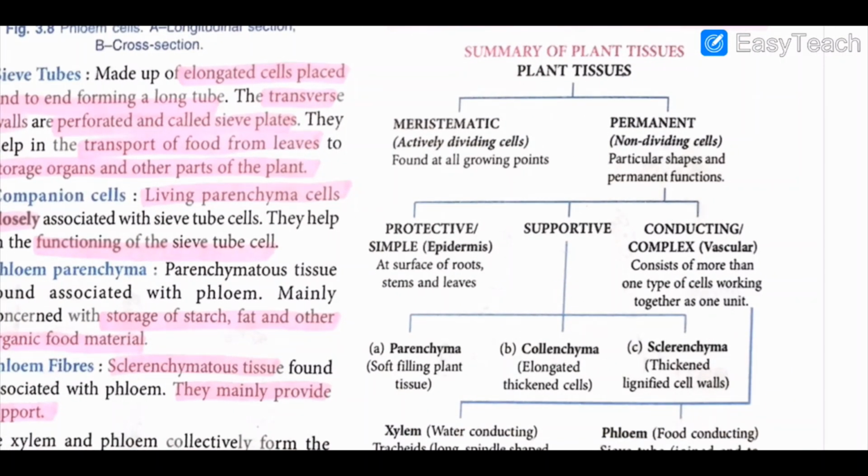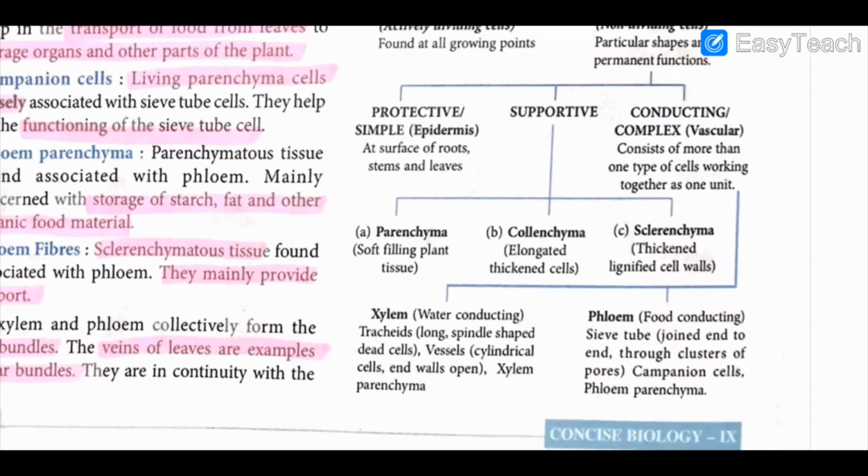Under that we get meristematic and permanent. Under permanent we have protective, supportive, and conducting. Under supportive we have parenchyma, collenchyma, sclerenchyma. Under conducting we have xylem and phloem, and under xylem and phloem we have your tracheids, the tracheae, the xylem parenchyma, phloem parenchyma, sieve tubes, companion cells, and phloem fibers.